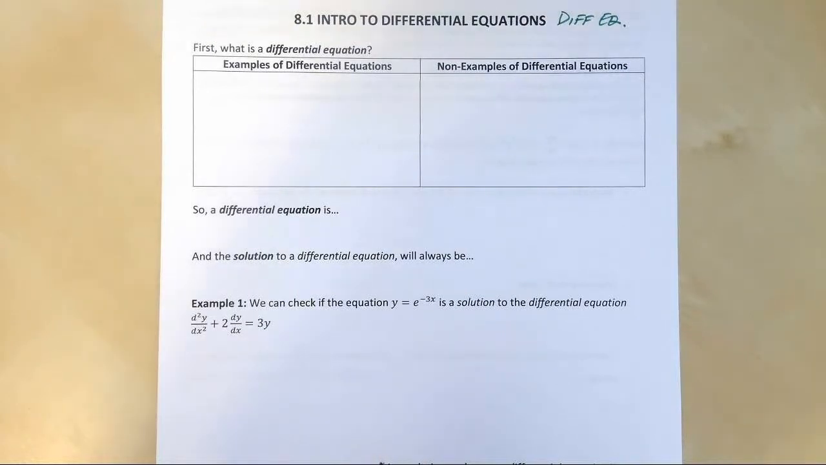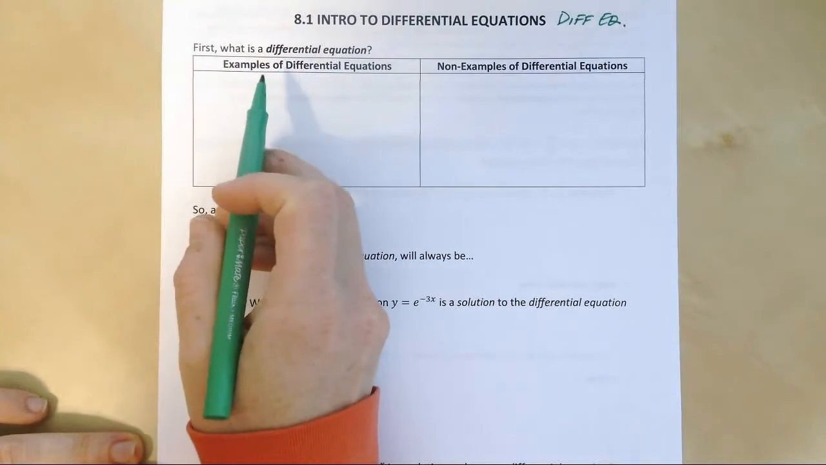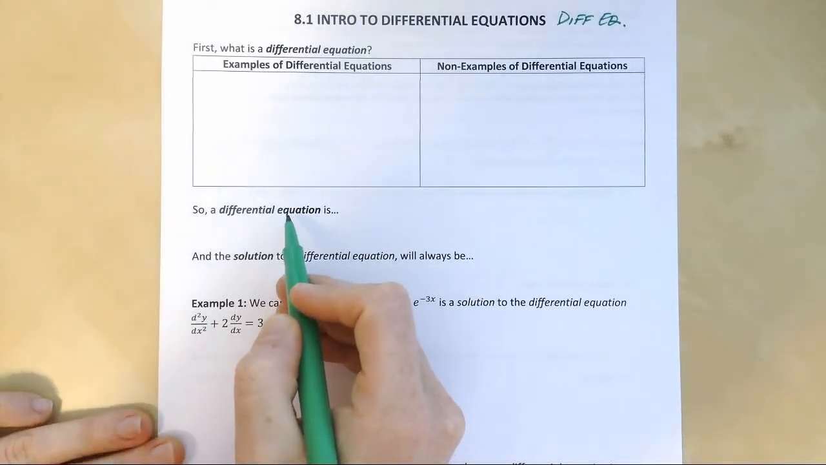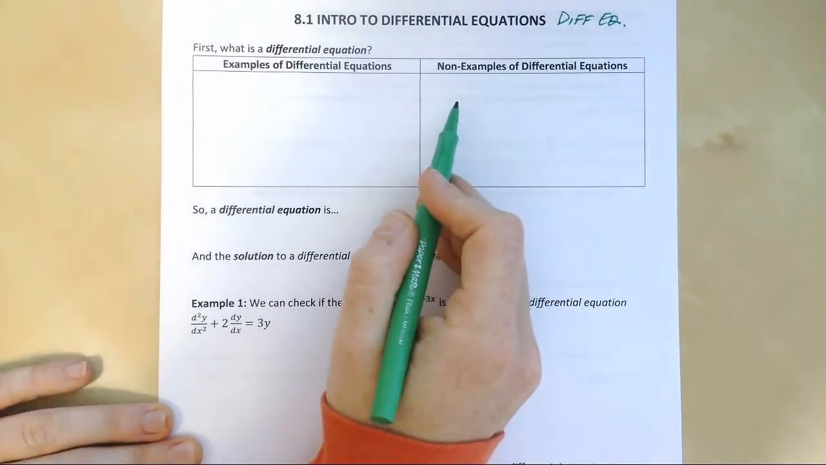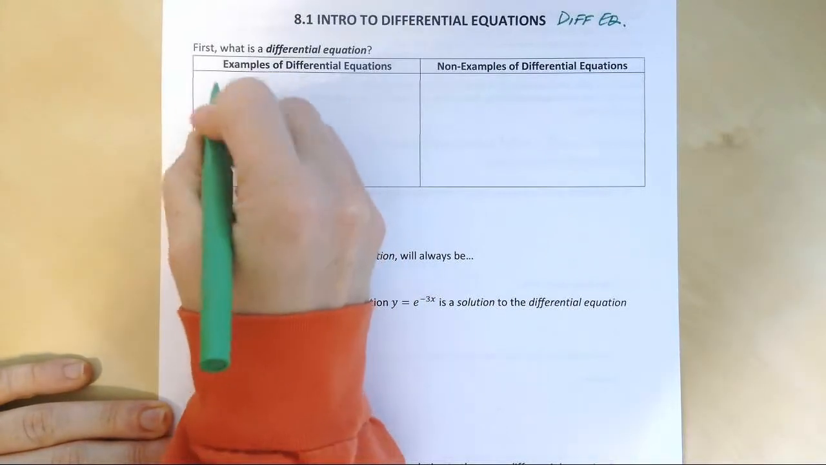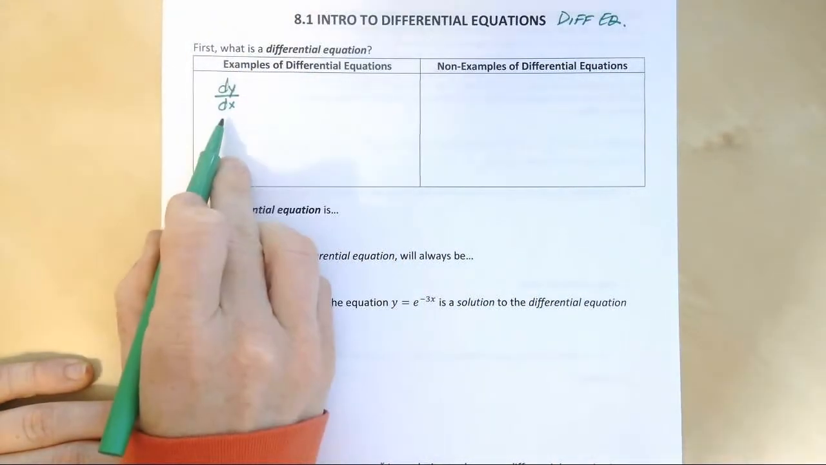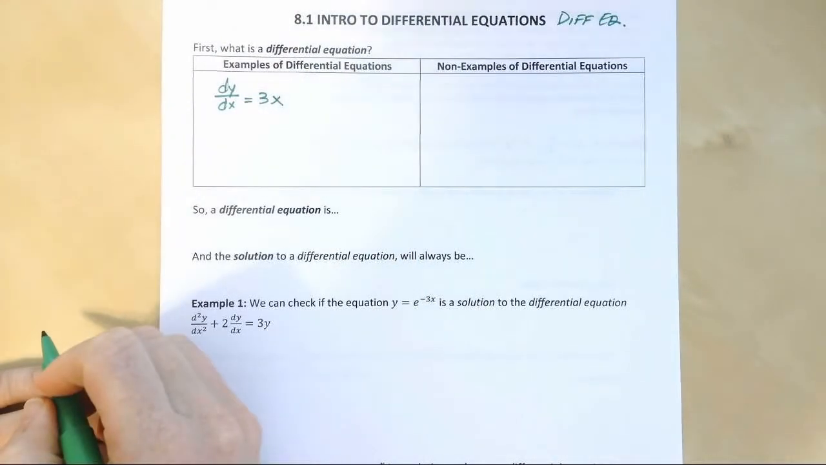So let's get started. First, we're going to start with what is a differential equation. Before we write down a formal definition, or really an informal definition, we're going to write some examples and some non-examples. So first, here's some examples of differential equations. dy dx, or the derivative of y with respect to x, equals 3x. That's an example of a Diffie-Q.